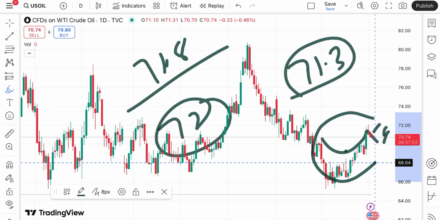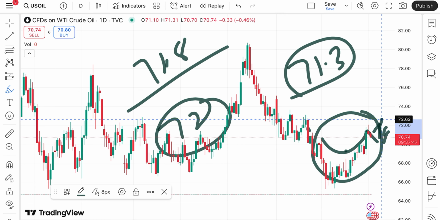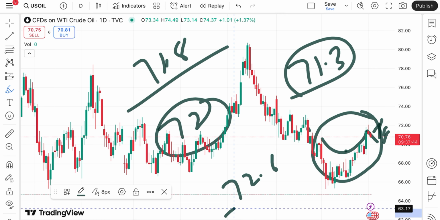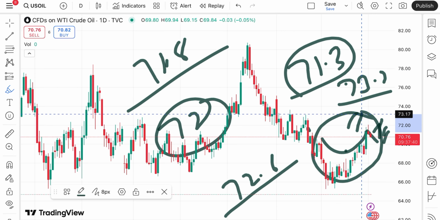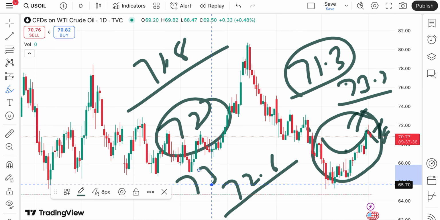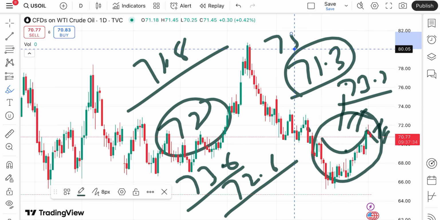As soon as the price starts going above this level, there will be a zone breakout, because this level has come after 2-3 weeks, so chances are high it will touch a level of 72.6, and if that sustains, a further upside we can see towards 73.2. If the price moves over this level, the probability of touching 73.6 will be there, and from there a further upside we can see towards a level of $75.